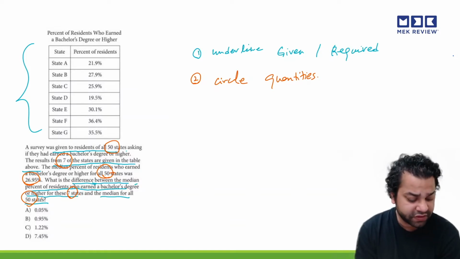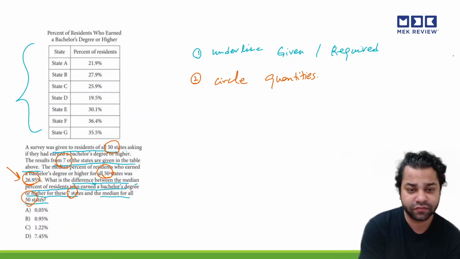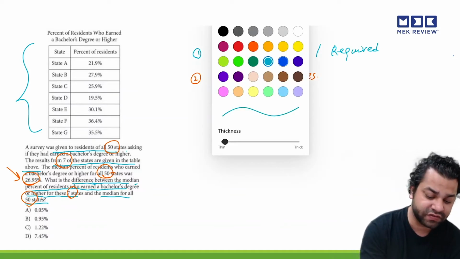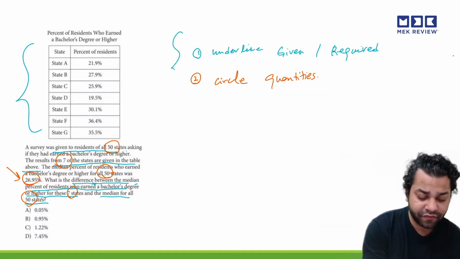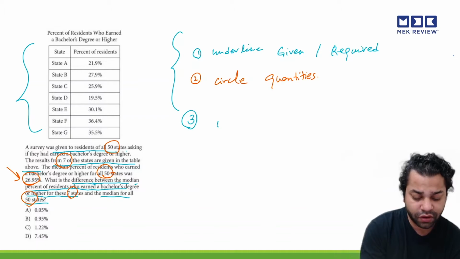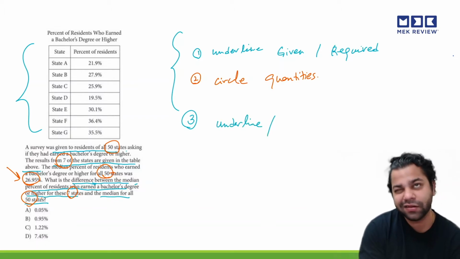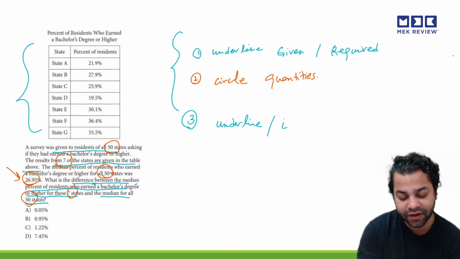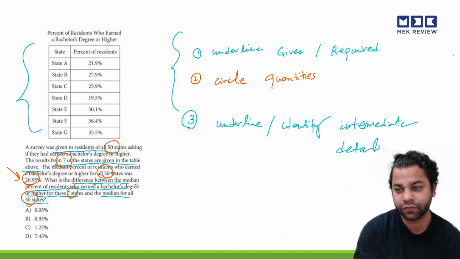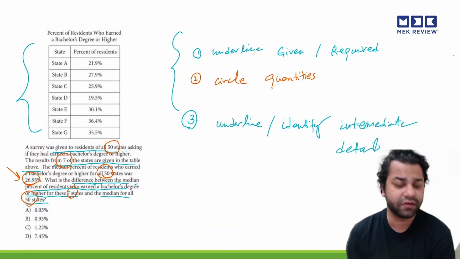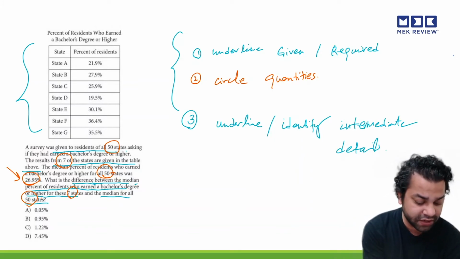So for example, 26.95%. This is tied to what? It's tied to the median percent of residents who earned a bachelor's degree or higher for all 50 states. So that's the detail this number is attached to. And then finally, the third thing is to underline. Well, I don't want to underline too much, but identify, I guess, what I call an intermediate detail. So that's an example of an intermediate detail. 26.95%, that is what? The median percent for all 50 states.